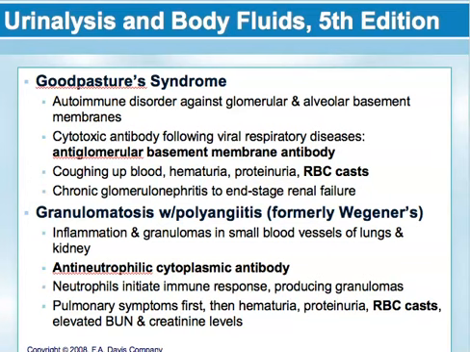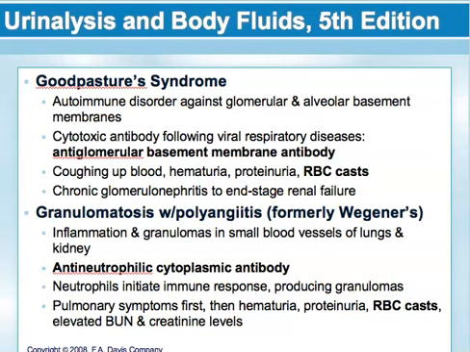The initial presentation consists of coughing up blood. It can lead to shortness of breath. Hematuria will then develop along with proteinuria and red cell casts. This disease can lead to chronic glomerulonephritis and renal failure.